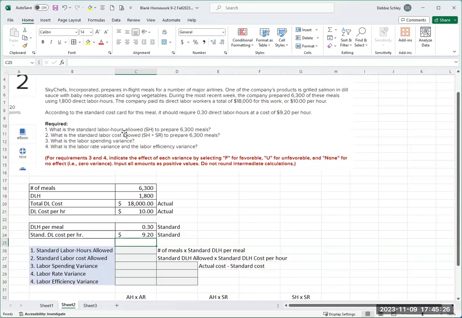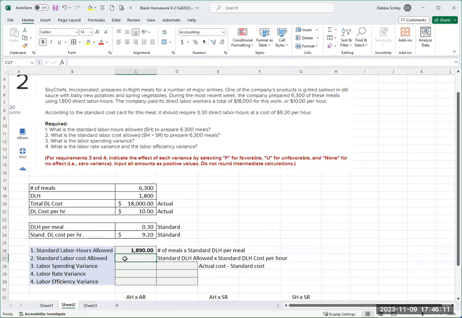Required 1. What is the standard labor hours allowed, SH, to prepare 6,300 meals? So that is the number of meals, 6,300, times the standard direct labor hours per meal, the 0.30. And so this is the standard labor hours allowed. So this is hours. This is not dollars. This is in hours because it takes me a portion of an hour for each meal or unit. And so this is the standard labor hours allowed.